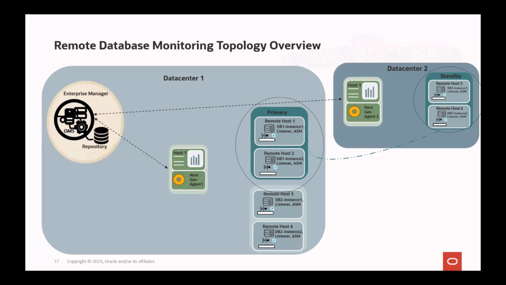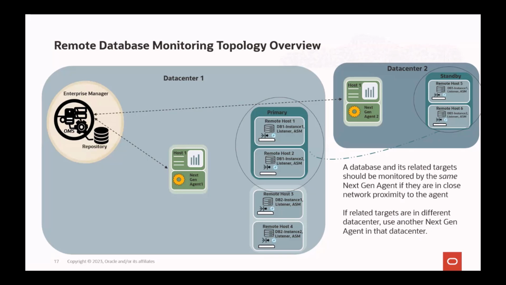The general guidelines are these. A database and its related targets should be monitored by the same next-gen agent if they are in close network proximity to the agent. If they are not in close network proximity to the agent, such as the standby database, which is in a different data center, then use another next-gen agent in that data center to monitor those targets.